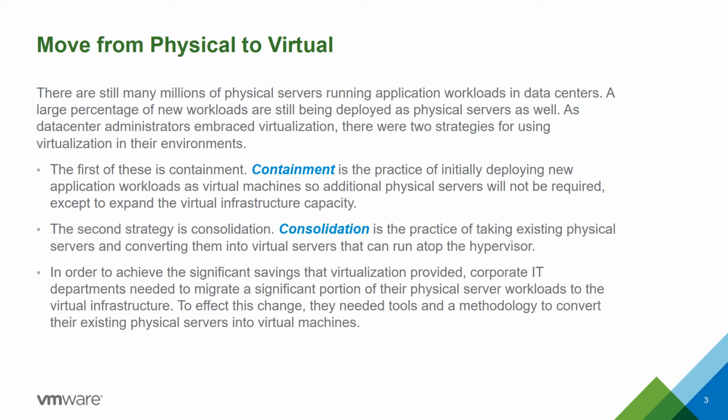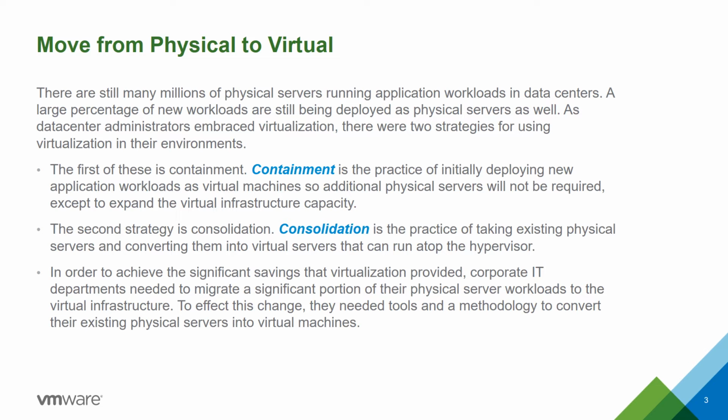So if you look at the way virtualization has been handled by administrators, there are two strategies for using virtualization in any environment. One is known as containment. Containment is the practice of initially deploying a new application workload as virtual machines, so additional physical servers will not be required, except to expand the virtual infrastructure capacity. This is typically the hypervisor concept, what we are trying to understand. The second strategy is consolidation. Consolidation is the practice of taking existing physical servers and converting them into virtual servers that can run atop the hypervisor. That's what I explained a few seconds back.